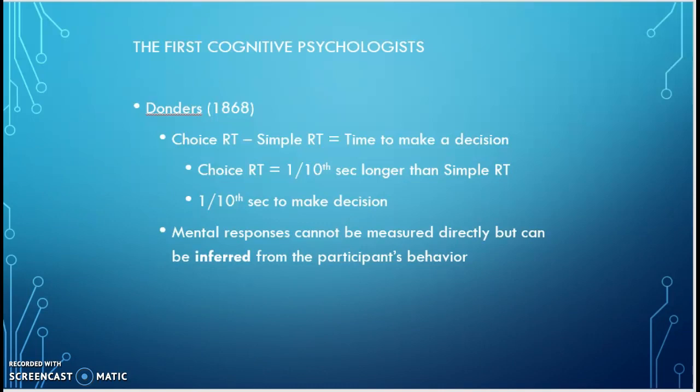So what we learned from this now 150 years ago is that whatever is happening in our minds, whatever mental processes are happening, cannot be measured directly, but we can make inferences based on behavior. So cognitive psychologists in the very early times were observing behavior and trying to see what they could tell from that. And in our next video, we will talk about the remaining initial cognitive psychologists.